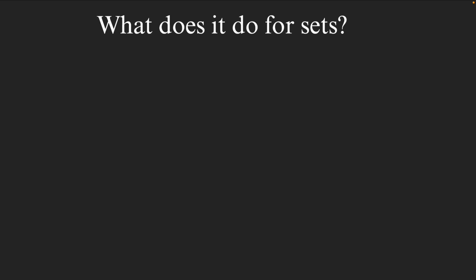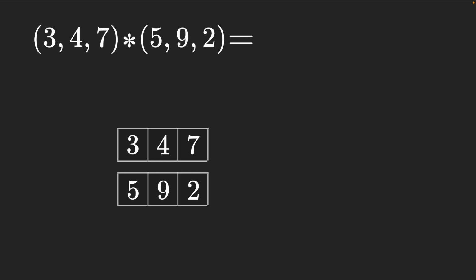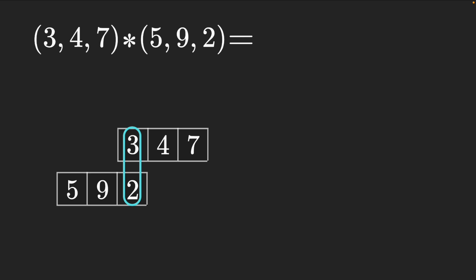So how can we apply a convolution to two sets? Let's say we want to take the convolution of set 3, 4, 7 and 5, 9, 2. First thing we need to do is slide this all the way over to the left. Then we need to take the sum of the product of the aligned terms, which gives us 3 times 2, which is 6, which is the first term in our answer.